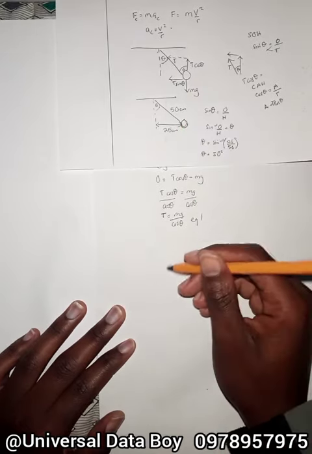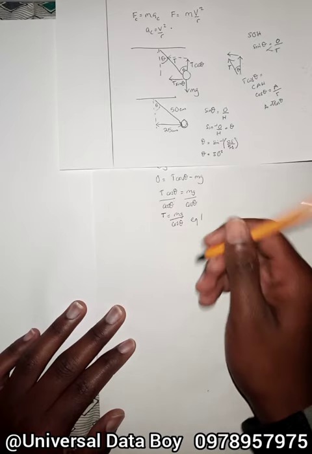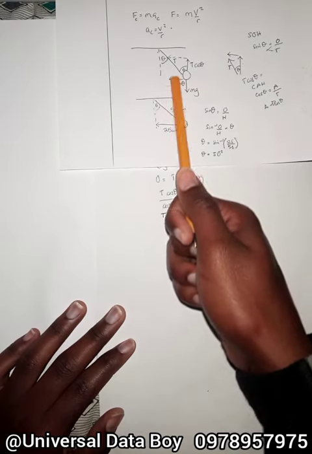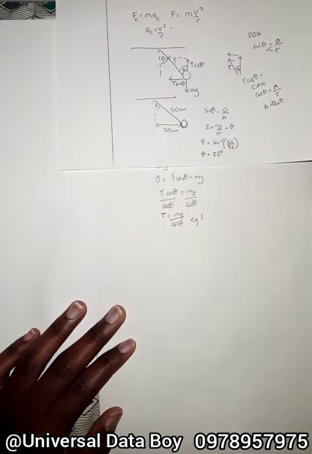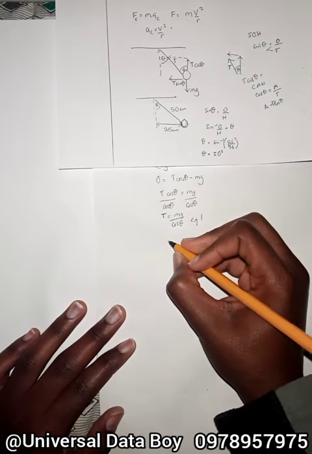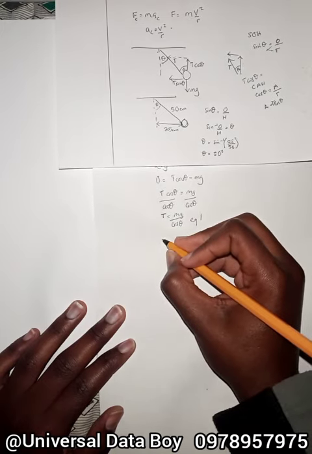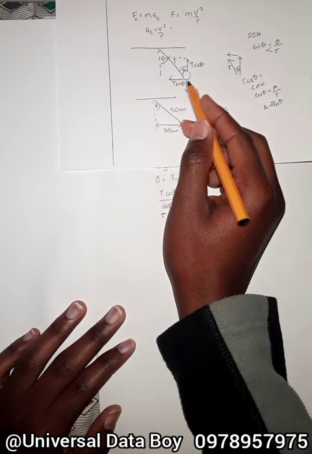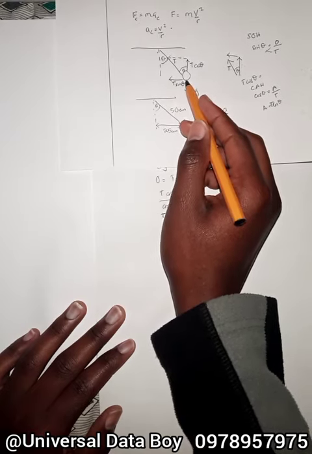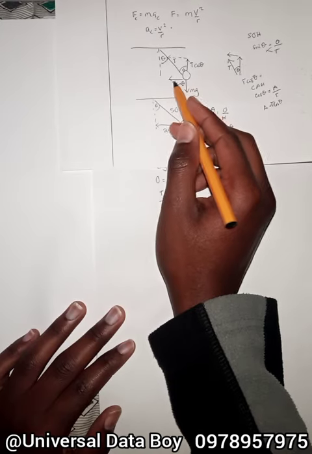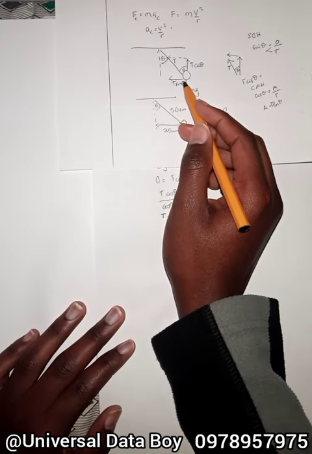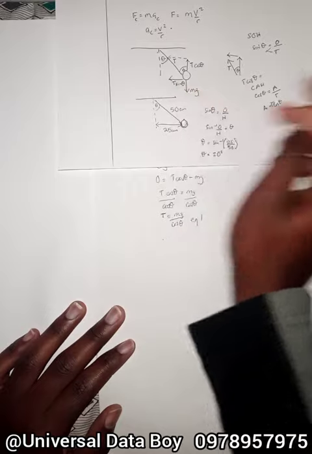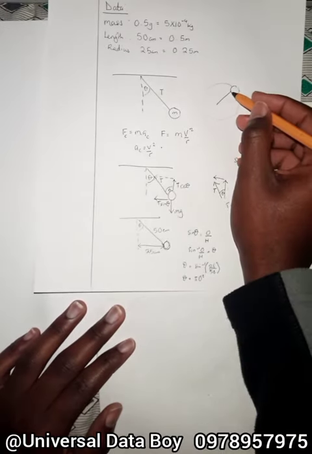So now when you go to the x direction, we only have one force. We don't have any going out. We only have this force. And when you look at it carefully, it's actually the centripetal force, because it's the force that's going that way.